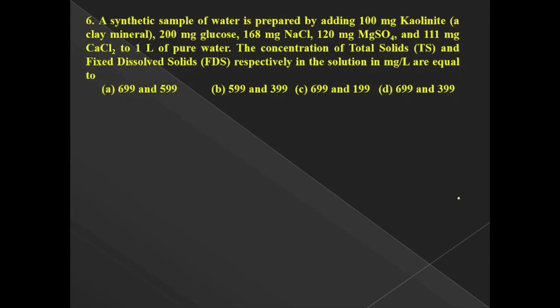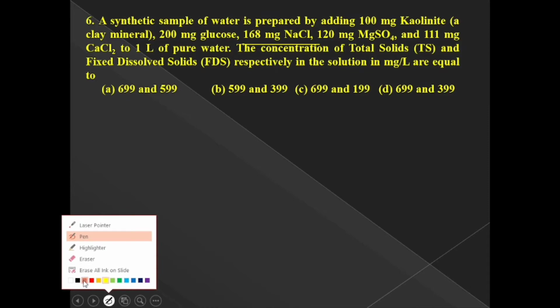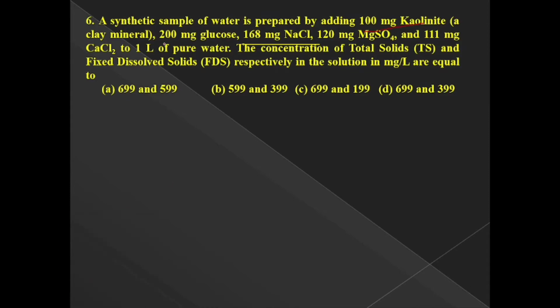So our next question is, a synthetic sample of water is prepared by adding 100 milligram of kaolinite, a clay mineral, where, as we had discussed in theoretical soil mechanics, kaolinite, montmorillonite, illite, all are clay minerals, 200 milligram glucose and 168 milligram of sodium chloride, that is a brine solution, and 120 milligram of magnesium sulfate and 111 milligram of calcium chloride to 1 liter of the pure water.